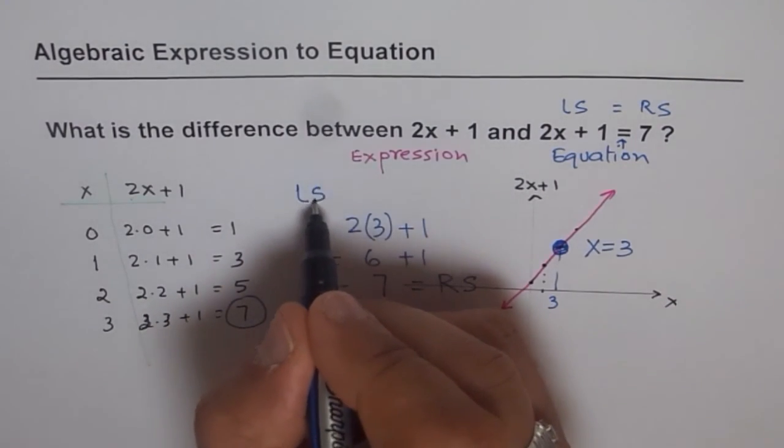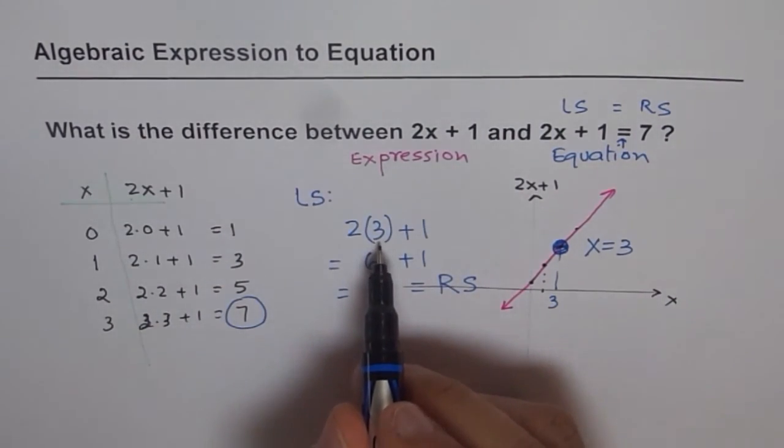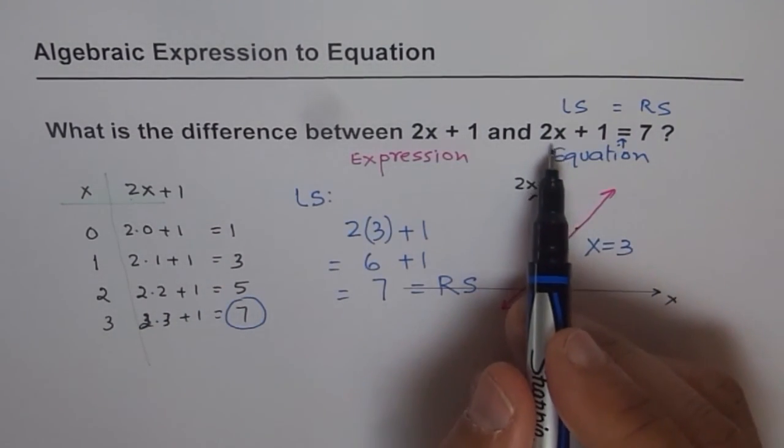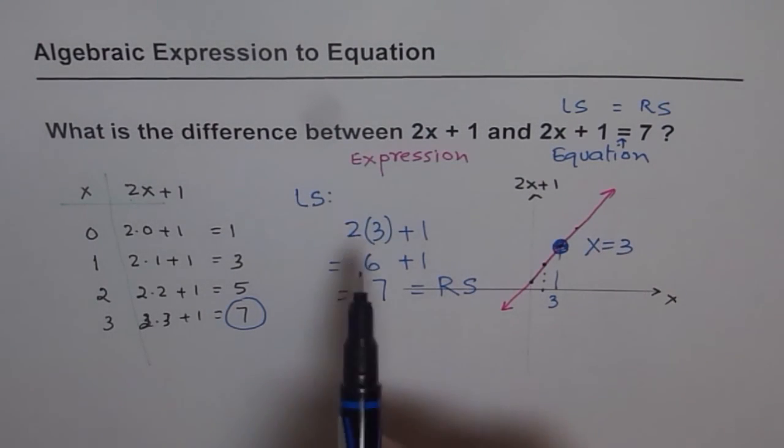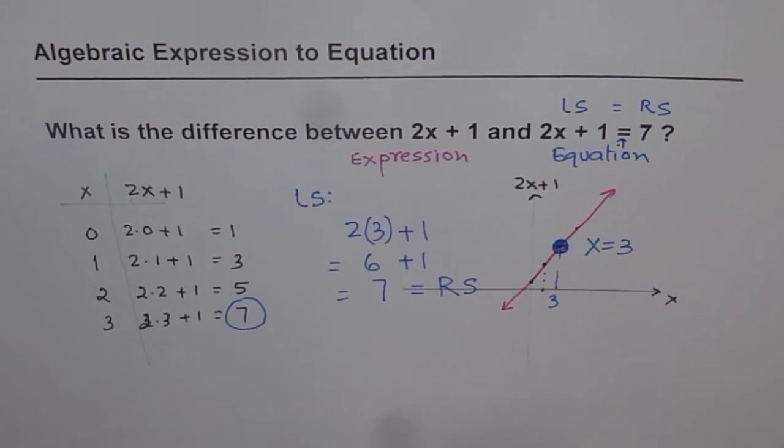You start with the left side, plug in the value of x. I'm assuming the variables are put on the left side, okay, for the time being. Either way, you start with the left side and then the right side and ensure that both are equal. That's the whole idea. I hope you get it, and let's now start with equations.